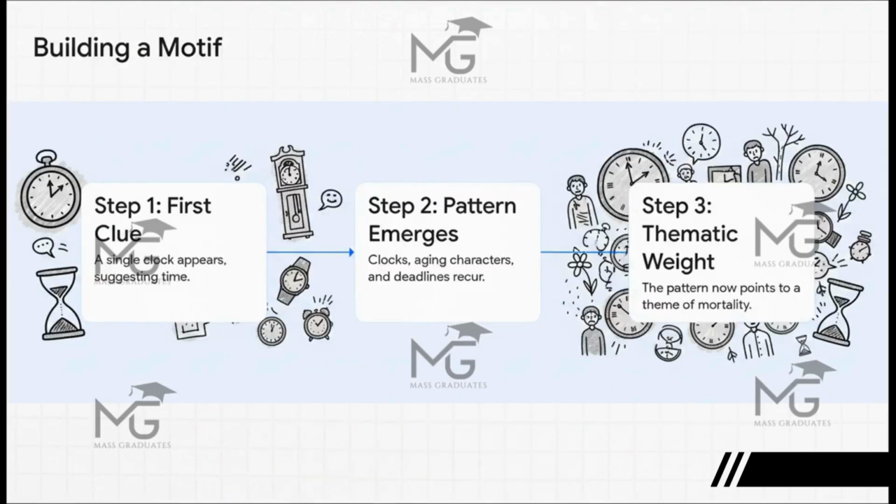You could almost watch it happen in 3 stages. First, you get the initial clue. A single clock appears, and you think, okay, time. Then step 2, a pattern starts to emerge. You see more clocks, but you also notice characters talking about getting old, you hear about all these deadlines, and that leads to step 3, thematic weight. Suddenly, that pattern is heavy with meaning. It's not just about time anymore, it's a full-blown motif pointing straight at the theme of mortality.